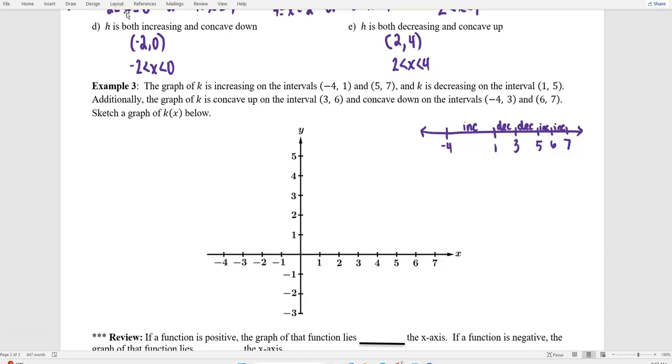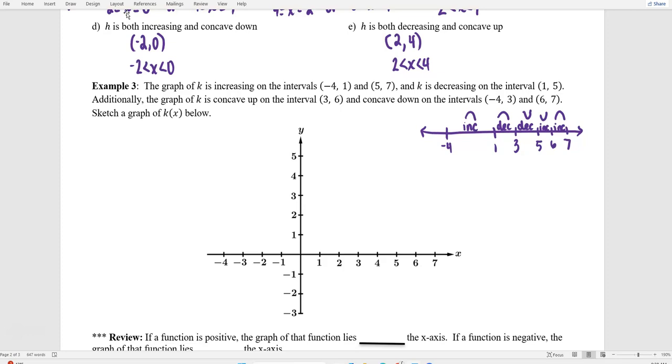And then for my concave up and concave down, I'm just going to do a U, up or down. The graph of K is concave up from 3 to 6. So concave up here and here. And then concave down from -4 to 3. So concave down here, and then concave down from 6 to 7. You don't necessarily have to do this if you're really good at holding lots of information in your mind at once. But this helps me see what's happening.